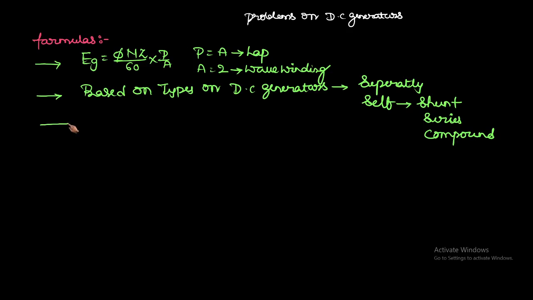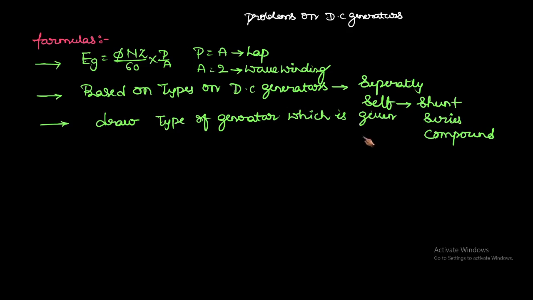Before solving the problem, the first step is to draw the type of generator which is given in the problem, so that you can remember which formula to apply. Let us write the formulas for the separately excited DC generator.